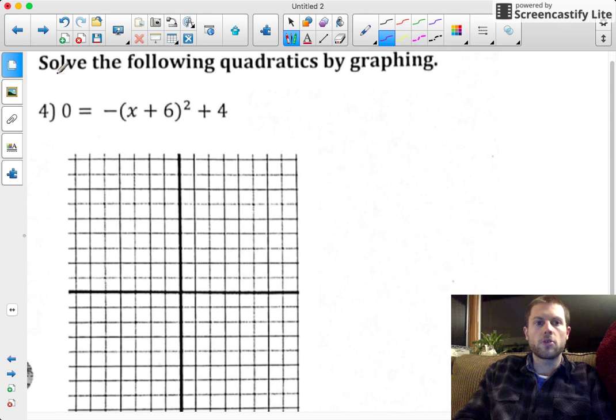Okay, this problem here, we want to solve the following quadratic by graphing. So here we have a quadratic, and we want to know when does this quadratic equal 0? For which values of x would make this equation true?